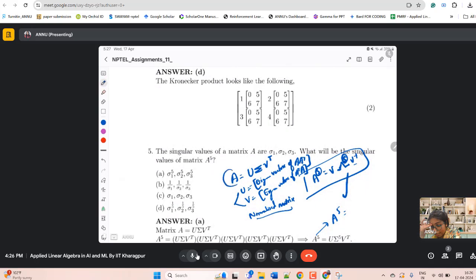So A can be written as U sigma V transpose. As we know, if you want to write A power 5, it is U sigma power 5 V transpose. Sigma is nothing but sigma 1, sigma 2, up to sigma n. Since it's a diagonal matrix, sigma power 5 will lead to sigma 1 power 5, sigma 2 power 5, up to sigma n power 5. So definitely the answer will be A.